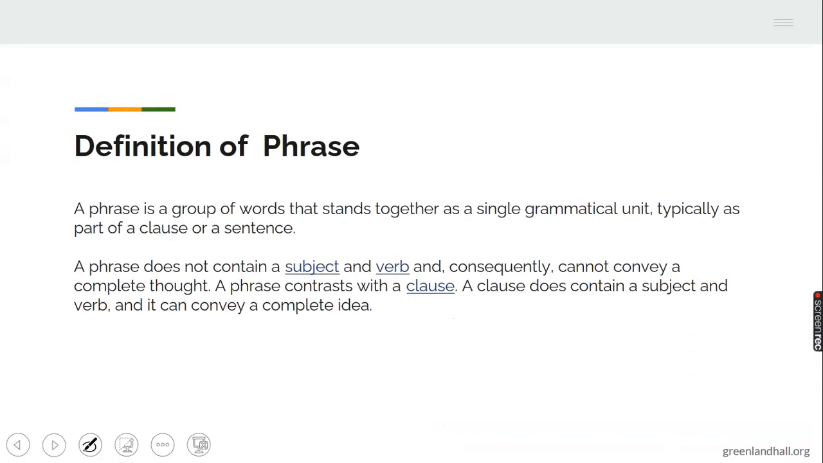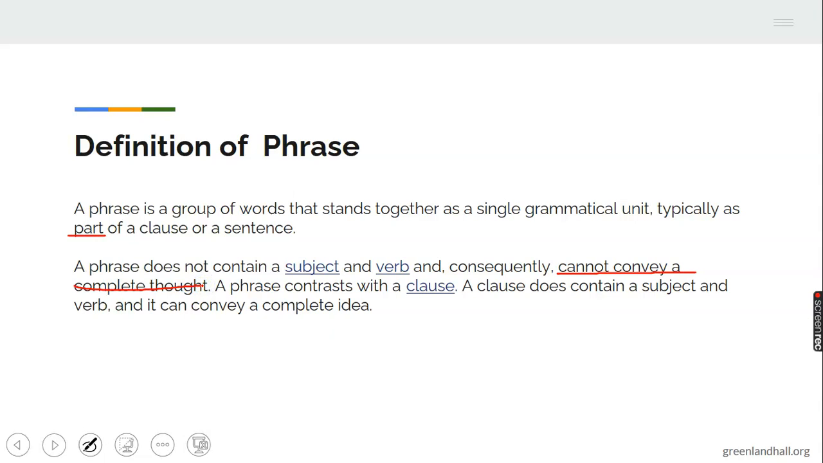Then let's go to why we are in class today, phrases. It's a group of words that stands together as a grammatical unit. Most times, they form part of a clause or a sentence. That is, they can't stand on their own. That's why they form parts. That is, it cannot convey a thought, a complete thought. It cannot complete a complete meaning.